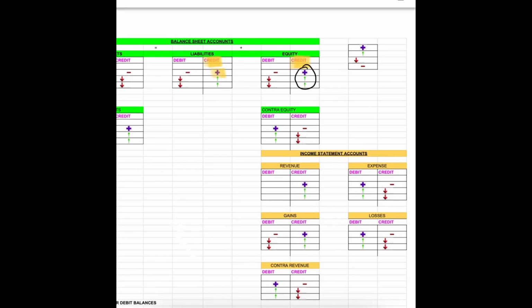Now, dividends and withdrawals are contra equity accounts. So any dividends or any withdrawals will increase on the debit side. Why? Because they reduce the stockholder equity. The contra equity accounts reduce the stockholder equity. So if the equity is increased on the credit side, the contra equity will be increased on the debit side.